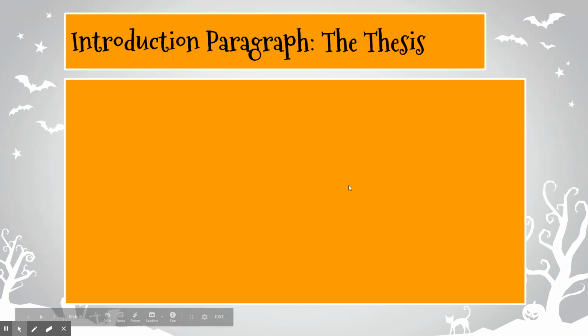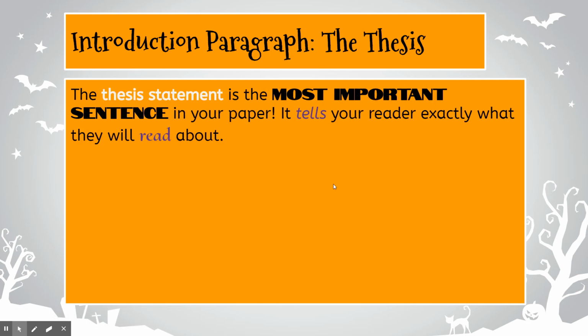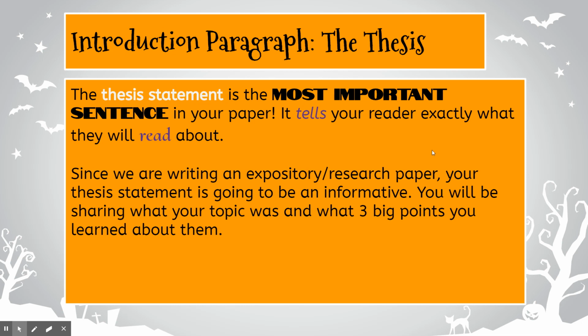Last but not least is your thesis statement, also known as your claim, but this is the most important sentence in your paper. It tells your reader exactly what they're going to read about. So for you guys in your informative essay, you're going to literally tell your readers all the changes and challenges immigrants' children face or experience in like 3 big points that you've learned, okay? So we call it an expository research paper. On Edgenuity, it's called an informative paper. It's the same thing. Your thesis is going to be informative. It's sharing information to other people. So you need to share what your topic is and what 3 big points you learned about it.